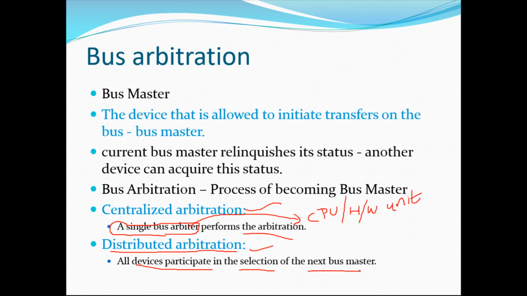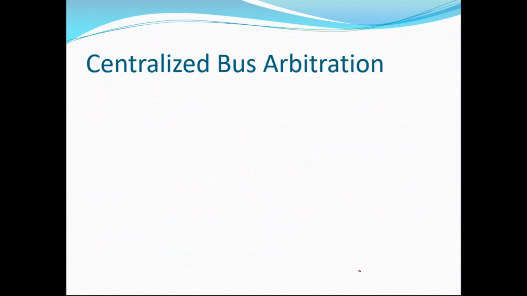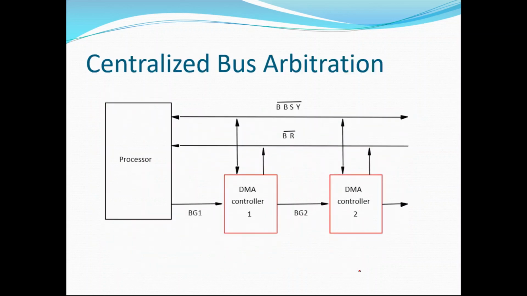I think it's clear. In centralized arbitration, there will be a single central arbiter. All requests will go to him. If somebody wants to become the bus master, they have to give a request to him, and finally he will decide who should become the bus master. Whereas in distributed arbitration there is no such central arbiter. All the devices who want to become the bus master will participate in a selection process, and at the end of it only one device will become the winner, and the winner will become the bus master. We'll discuss both of these techniques.